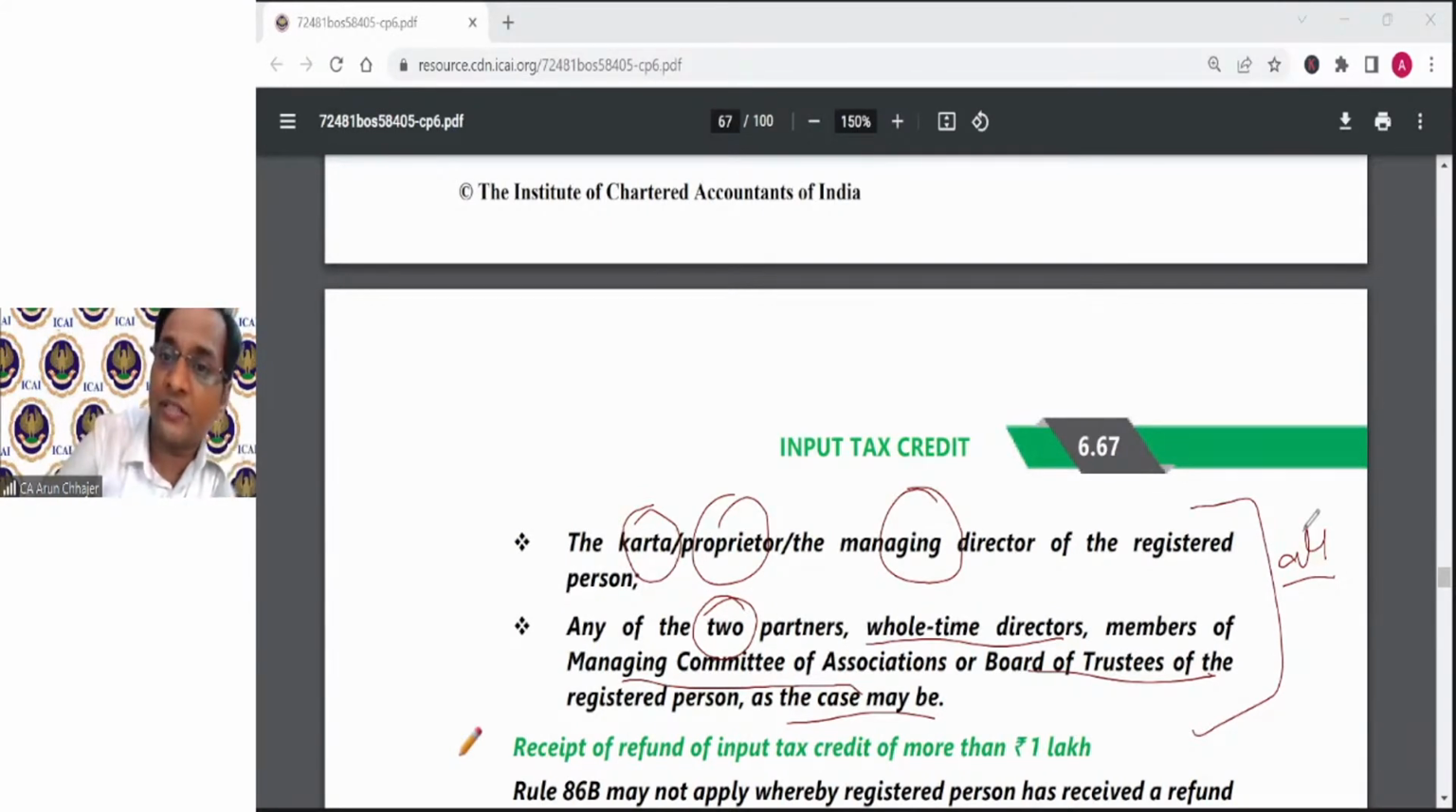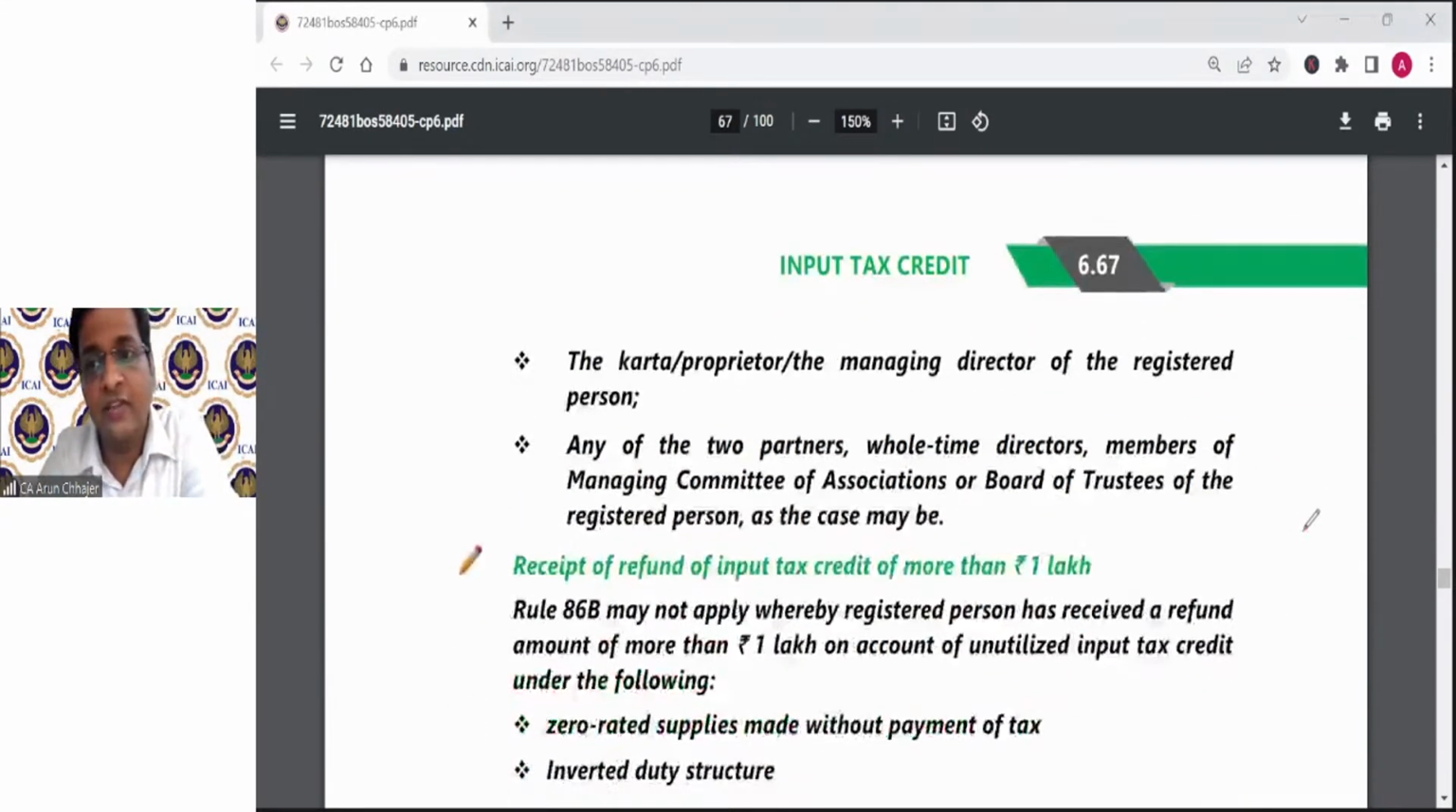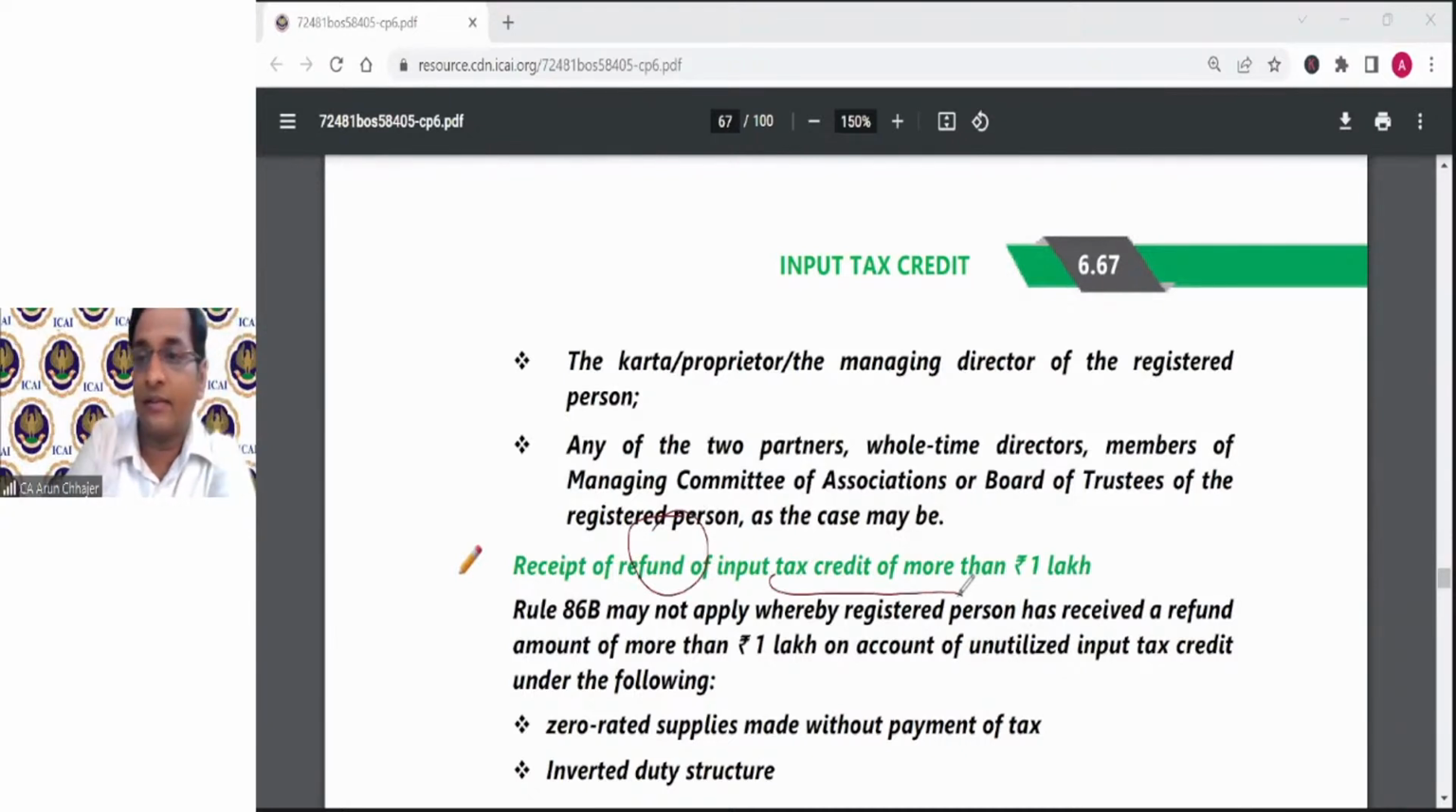Now, the first exception is if the income tax is being paid more than rupees 1 lakh in 2 financial years, for which the time limit to file the income tax return has expired. Now, what is the second exception? The second exception is that a refund of ITC of more than 1 lakh has been taken.